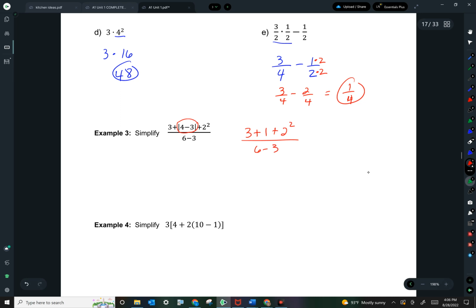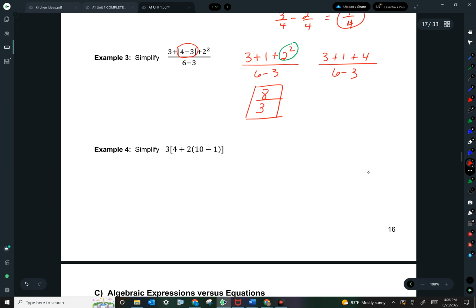Okay, the next thing I can do is exponents. So I'm going to have 3 plus 1 plus 4 all over 6 minus 3. Now I can do all of the addition and subtraction. So on top, I'm going to have 8. On the bottom, I'm going to have 3. Now I know I'm writing in a whole lot of steps, and you could combine some of these steps. I just want to make sure you see all the individual steps in the video.